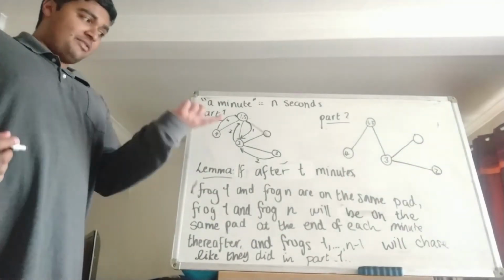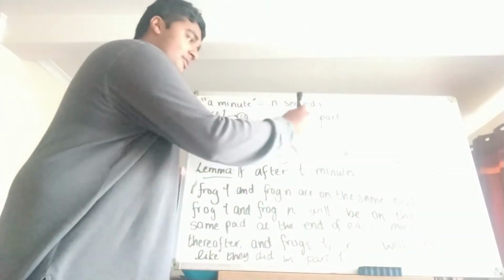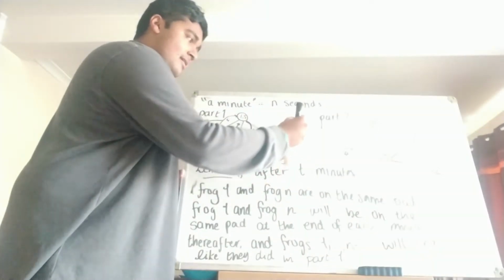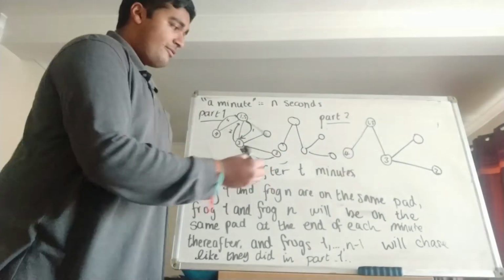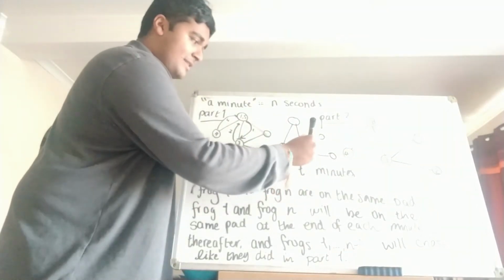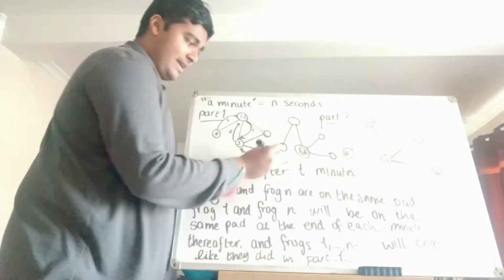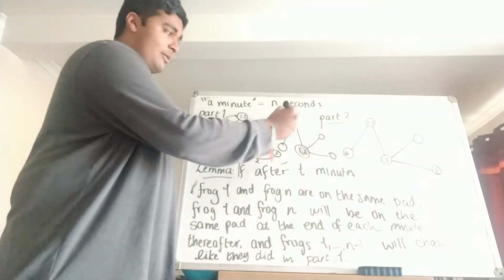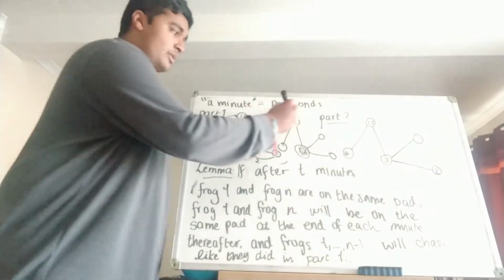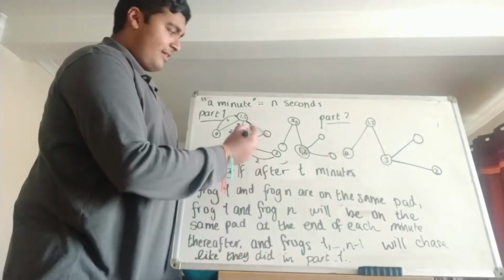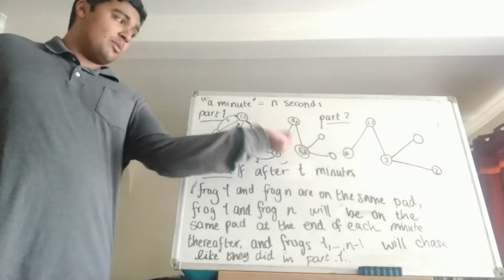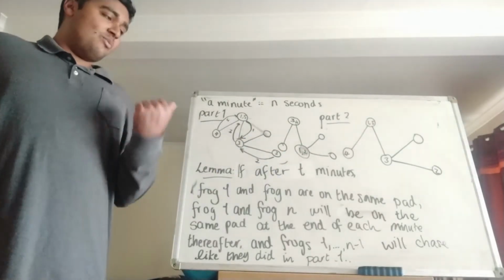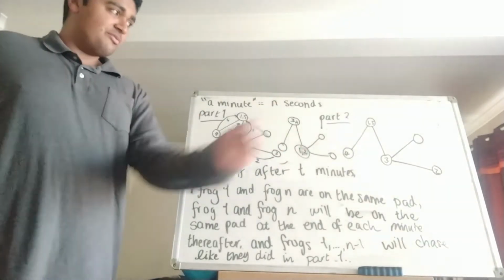So if this was part 1, our graph would now look something like this, with frog 1 here, let me make this bigger, 1 here and 2 here. 3 would now be on this vertex here, and 4 would also be on this vertex here, and 5 would be somewhere. We don't really care about where 5 is. This is what we'd end up with for frogs 1 through n minus 1, so 1 through 4 in this case.